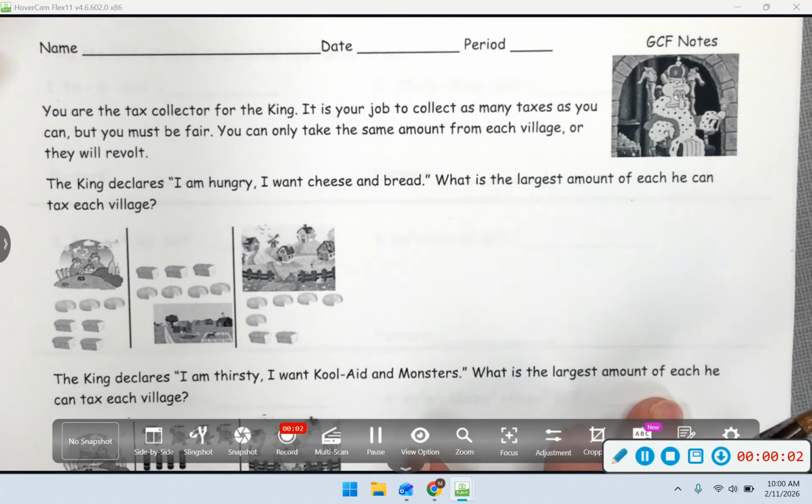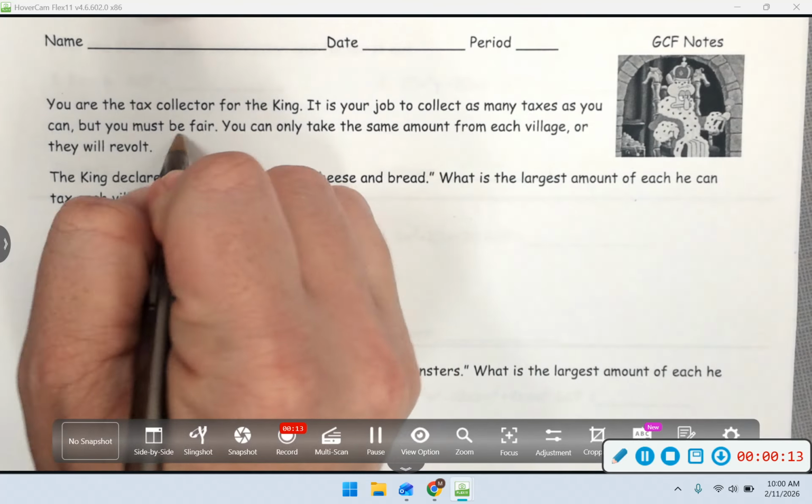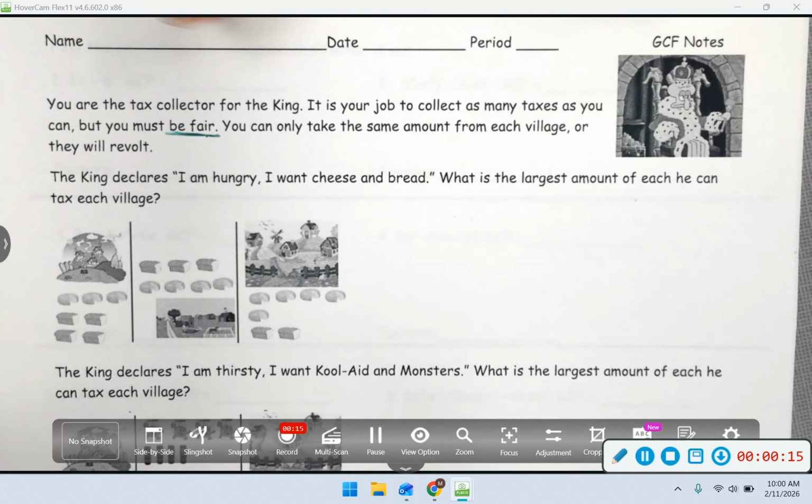GCF notes. So first thing is kind of a hypothetical to help you understand. It says you're a tax collector for the king. It's your job to collect as many taxes as you can, but you must be fair. So that's the key thing. You can only take the same amount from each village, or they will revolt.